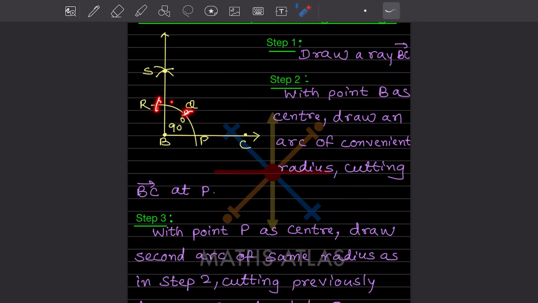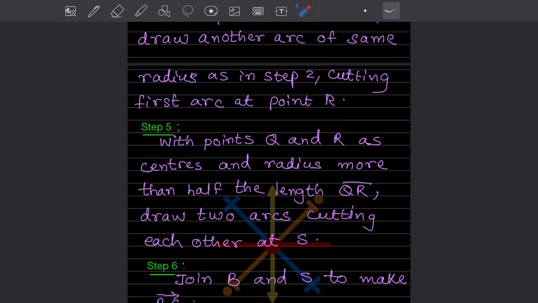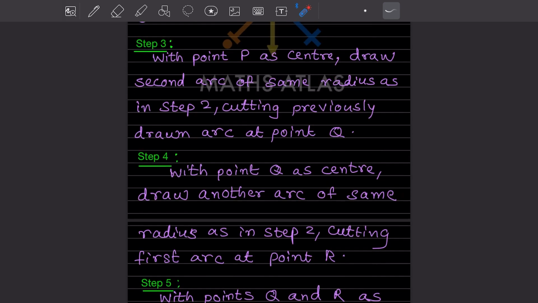So you will take, this will be somewhere half, but you are going to take more than half. Suppose you take here, you are going to take more than half. More than half is important. See, half is here, but you will take more than half. The distance from Q, you will take more than half with the same compass setting. And what are you going to do? Draw two arcs cutting each other at S.